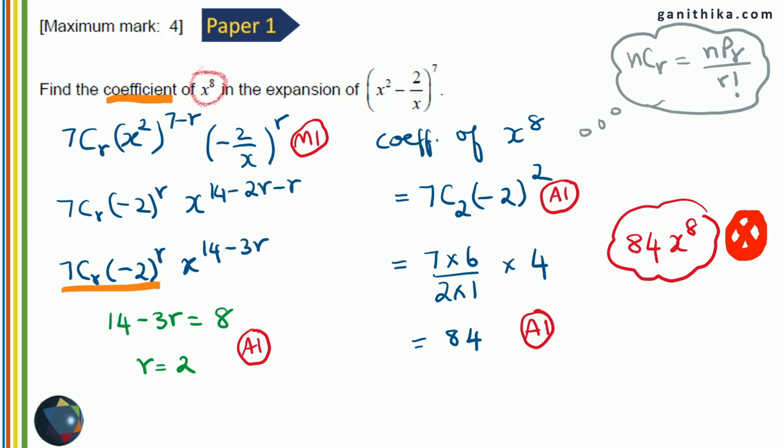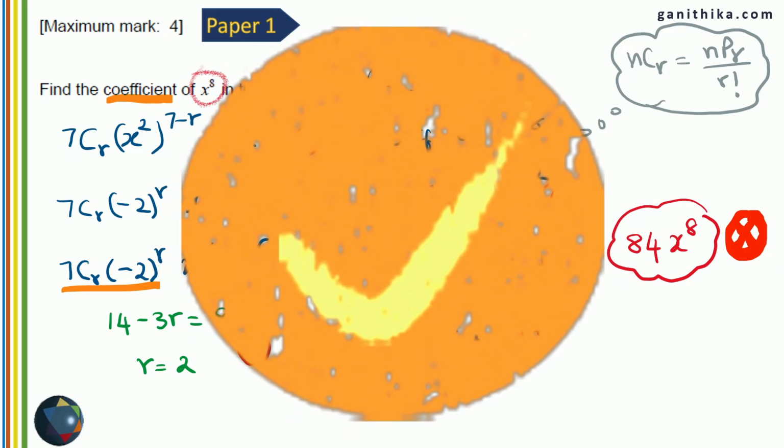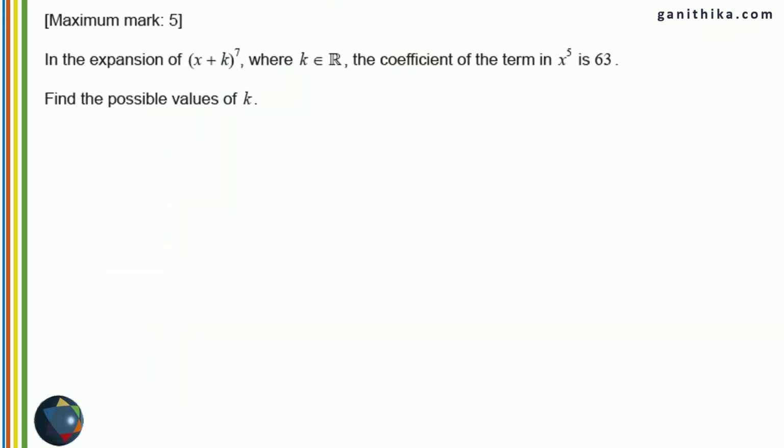Very simple question. You might lose 1 mark if you don't write this 84 properly. And instead, if you wrote 84x power 8, you might lose 1 mark in this. So be careful about this. Let's proceed on to the next question, which is also paper 1 for higher level and paper 2 for standard level probably. So let's proceed with this.